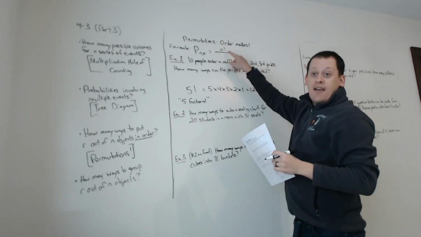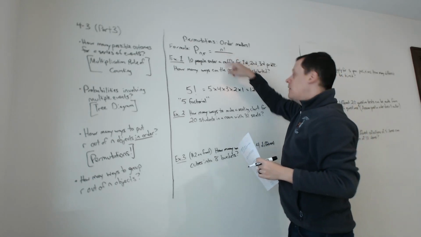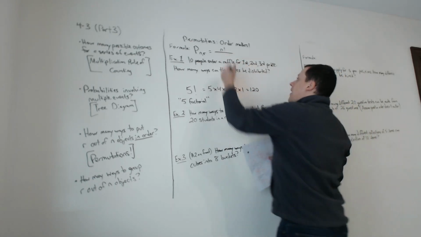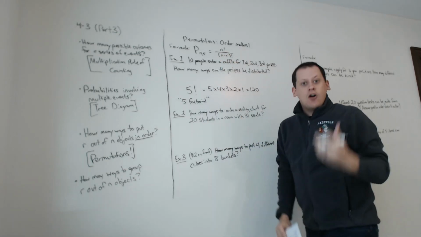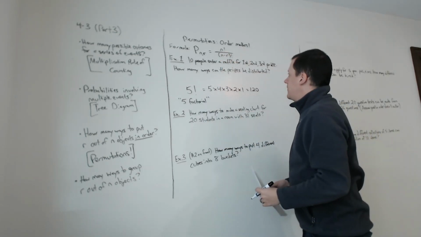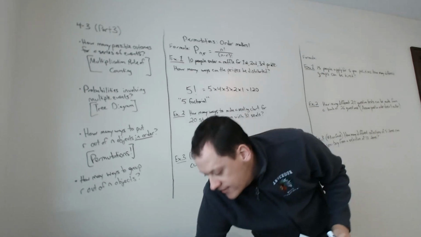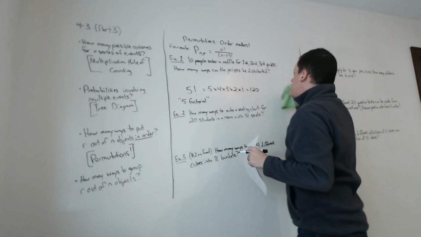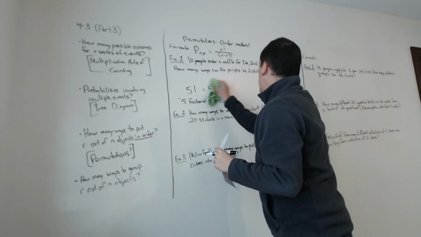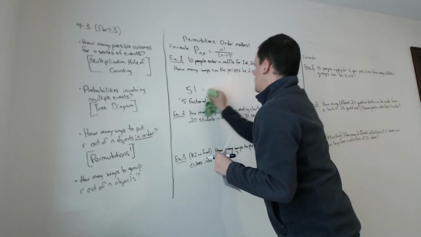On the top is n factorial. And on the bottom is n minus r factorial. Okay, so n factorial over n minus r factorial. And once you've got numbers there for n and r, it actually becomes a fairly simple calculation.